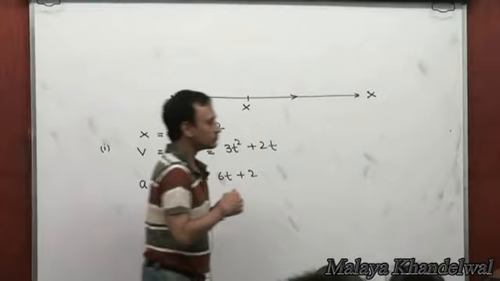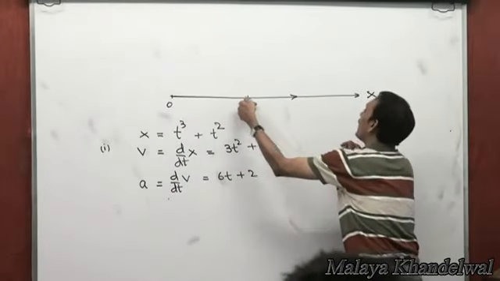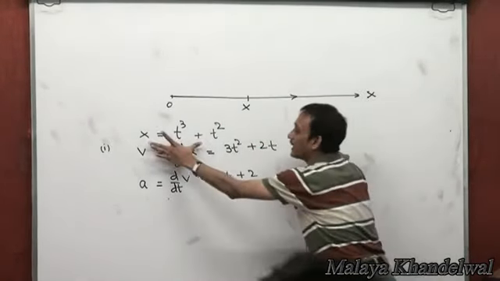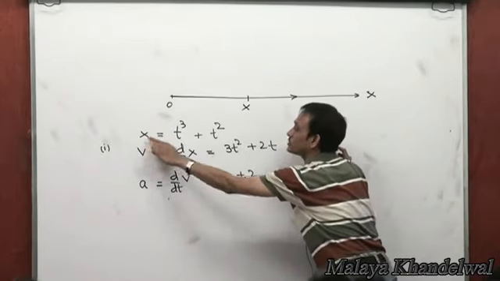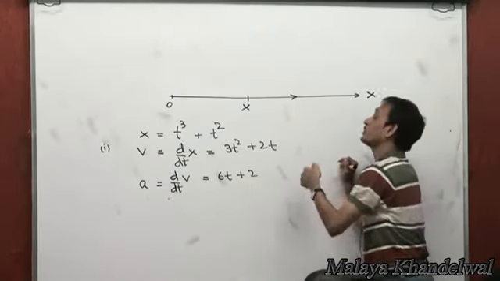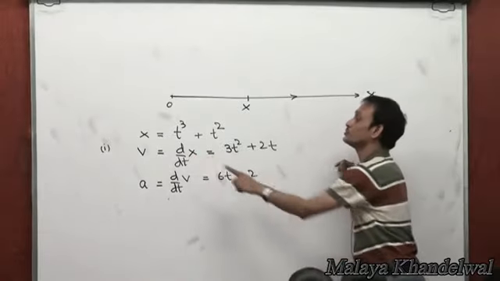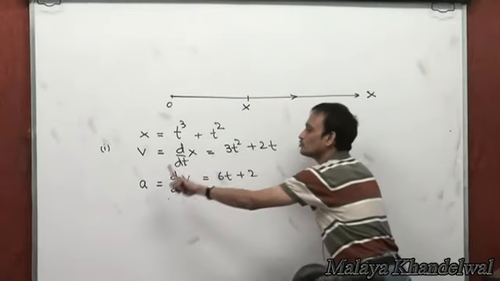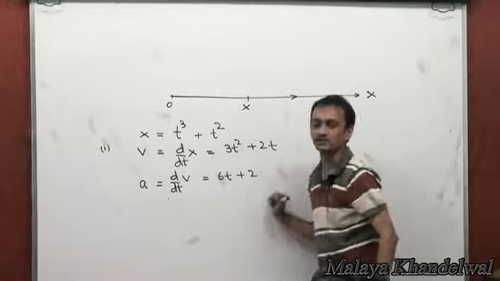Now, if somebody tells you how a particle is moving along a straight line, let's say gives you the rule by means of which it travels along a straight line, then you can differentiate that to obtain the velocity of the particle. You can obtain the acceleration of the particle.